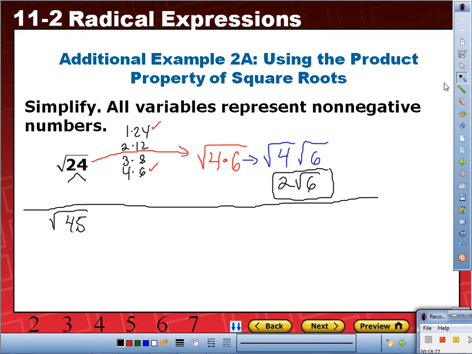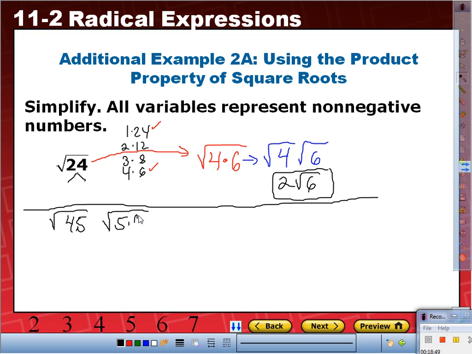So, by thinking about it, let's see, 1 times 45, nah, 1 is 1. 2 times, no. 3 times 15, yeah, but 3 is not a perfect square, 15 is not a perfect square. 4, no. 5 times 9, yes, 9 is a perfect square, so this becomes square root of 5 times 9, which becomes square root of 5 times square root of 9. So what is the square root of 9? 3. Can we find the square root of 5? No. So that stays the same, and we're done. Hands up if you got that. Okay, let's do another one.